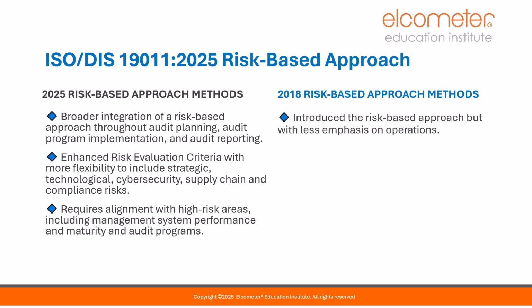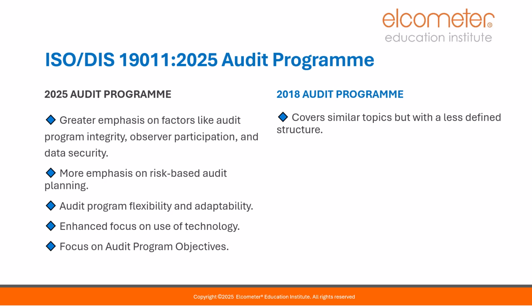In comparison to the 2018 version, which introduced risk-based approach but had less emphasis on the operations of the organization, the 2025 draft version of 19011 provides greater emphasis on factors such as the audit program integrity, observer participation, and data security.